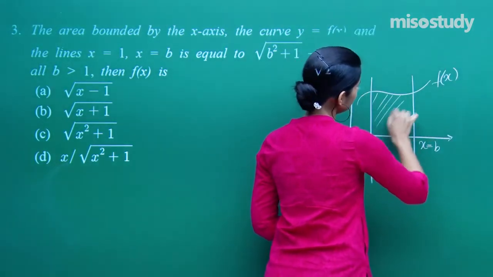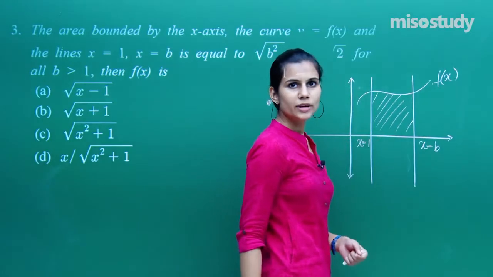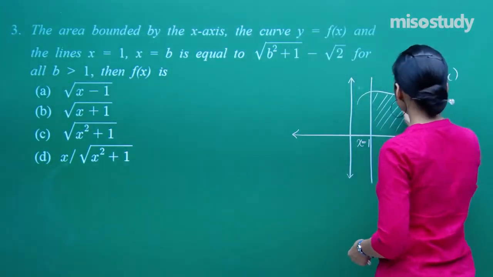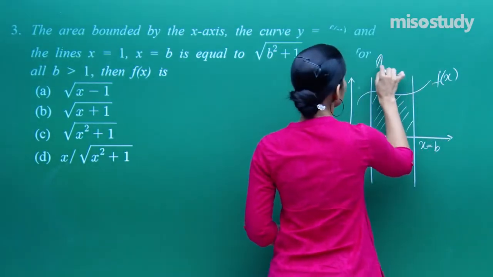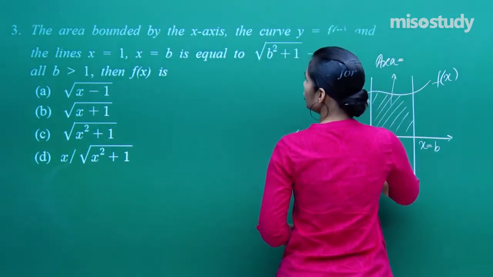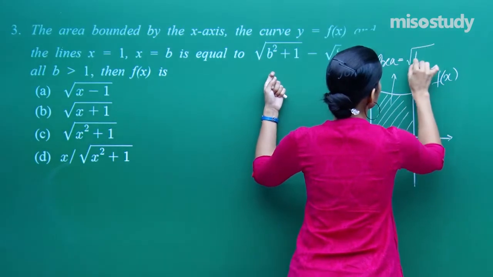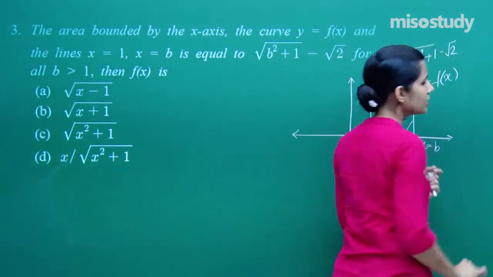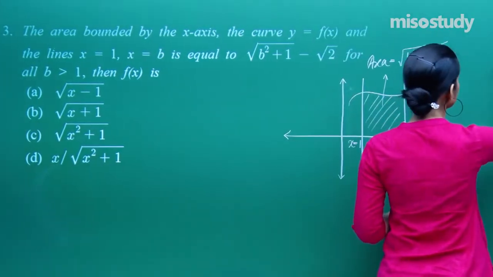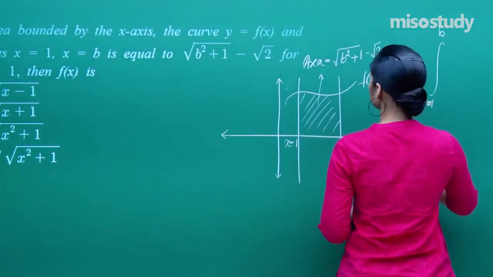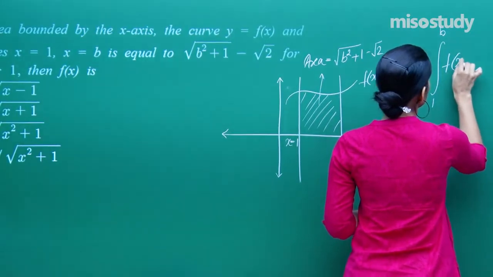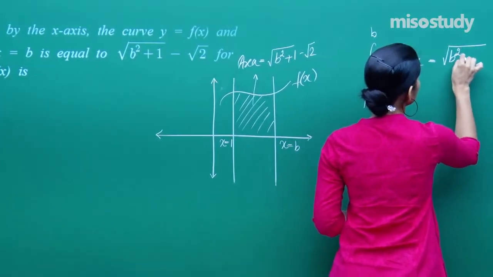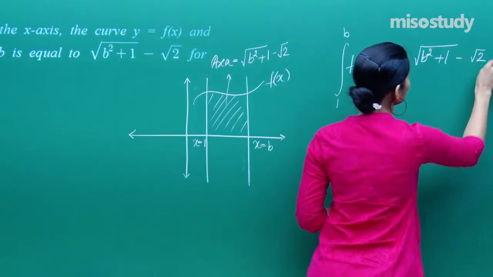You need to basically evaluate f when you are given that this shaded area is root over b square plus 1 minus root 2. So what is given to you? You are given that the integral from 1 to b of f(x) dx is equal to root over b square plus 1 minus root 2.